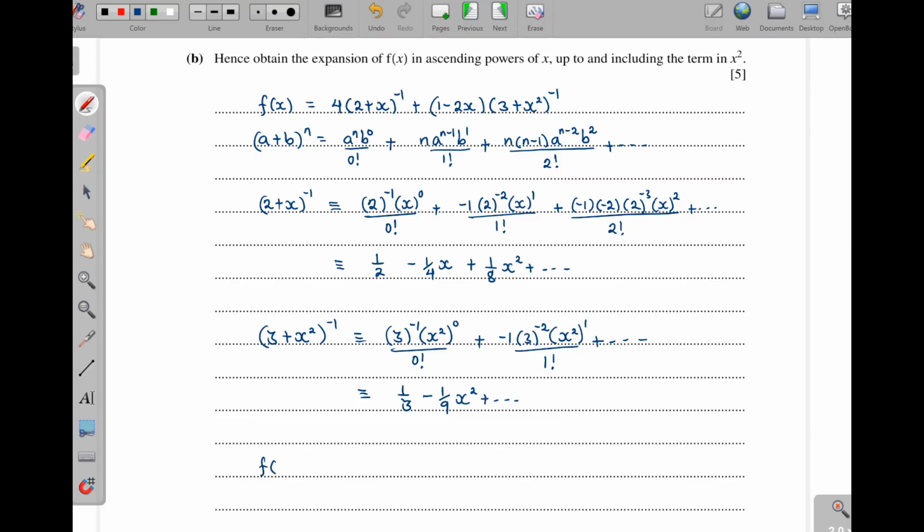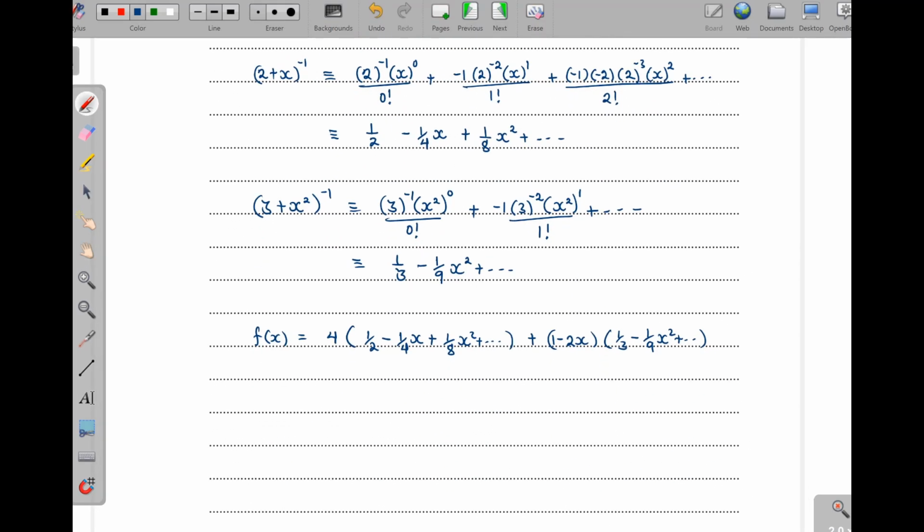So implying that our f of x is going to be, remember there is a 4 here, so 4 times what we got here, which is a half, then minus 1 over 4 of x, then plus 1 over 8 of x squared. Then we have this one, which is 1 minus 2x, then times a third. The expansion of this, we have seen it is this one here. So a third, then minus 1 out of 9 of x squared, and then whatever comes forth.